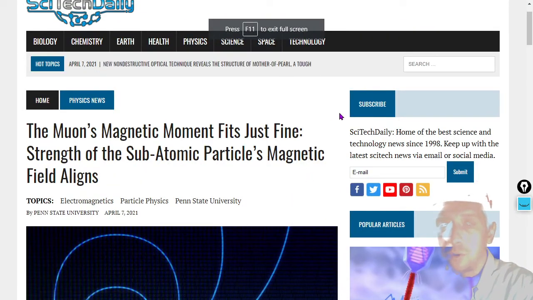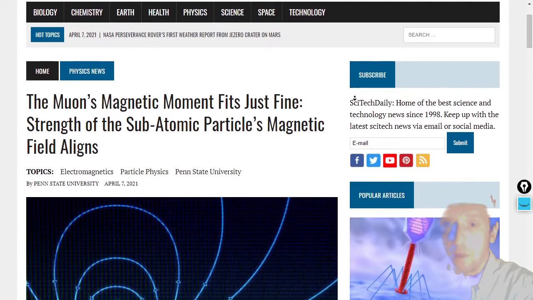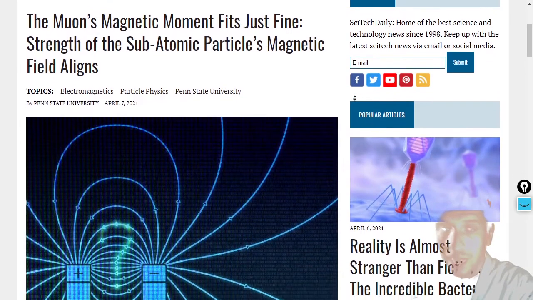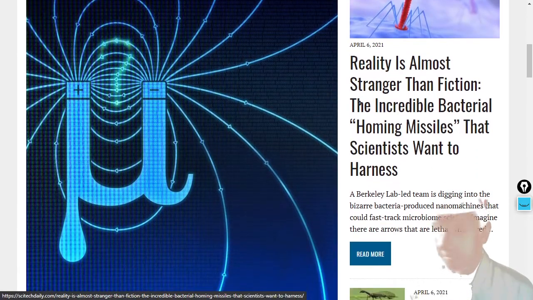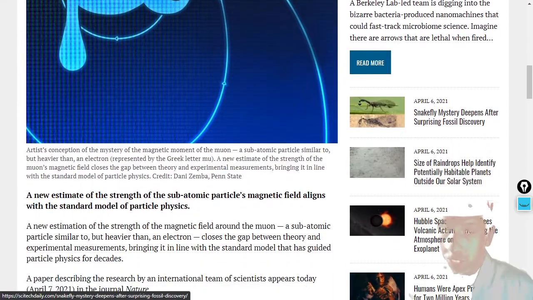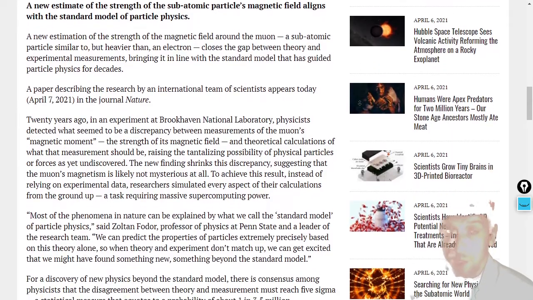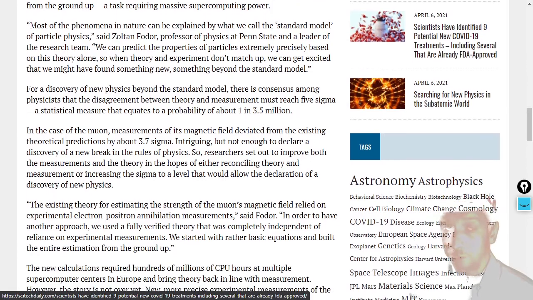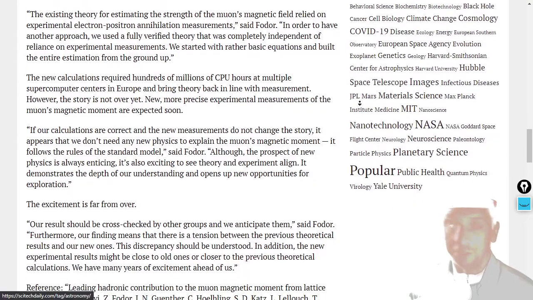And so we've got 2 conflicting results here about muons. Does the muon's magnetic spin moment fit just fine into the standard model of physics, or does it not? We've got 2 articles from the same publisher, SciTech Daily, who is going the extra mile once again to show us the conflicting data here. So here is an article about how at Brookhaven they've proven that the muon fits perfectly into the standard model in terms of the precession of its magnetic spin moment.